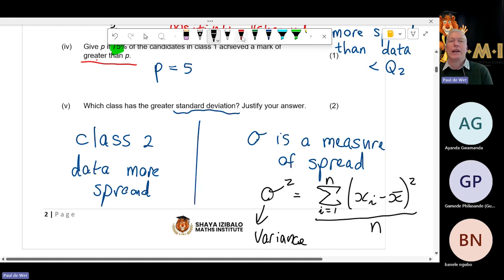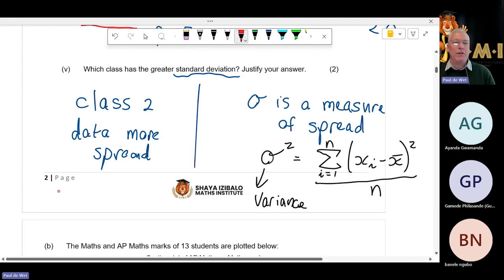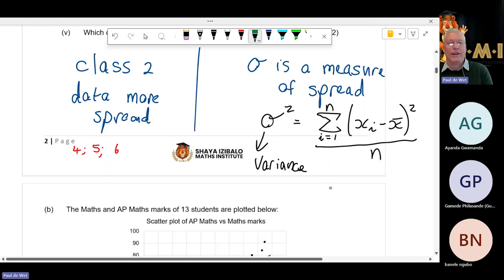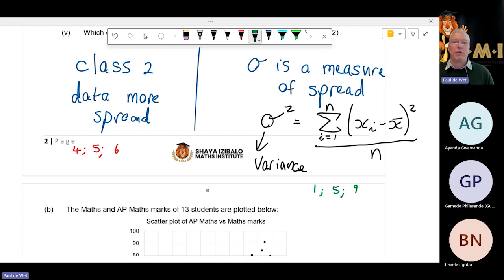Now I'm just going to give you 3 red numbers and 3 green numbers, and we're just going to quickly do this. So the 3 red numbers are 4, 5, and 6. The 3 green numbers, I'm going to do over here, they are 1, 5, and 9. Okay, which ones are more spread out? The red or the green? The green. The green are more spread out.